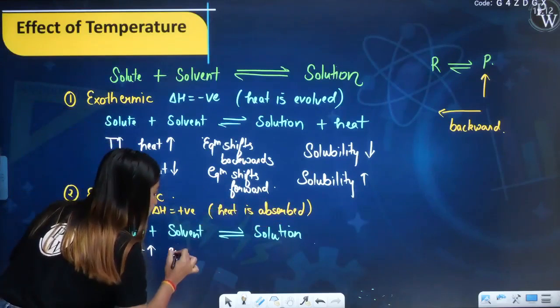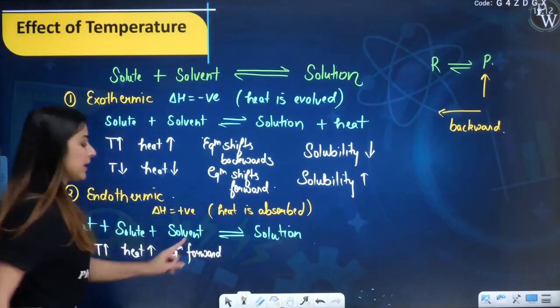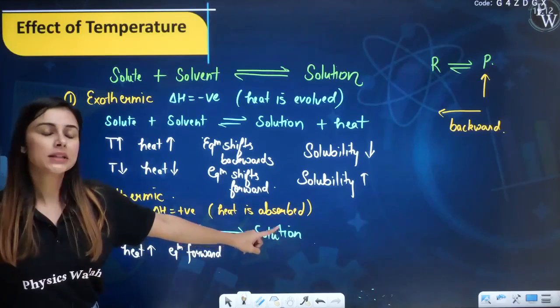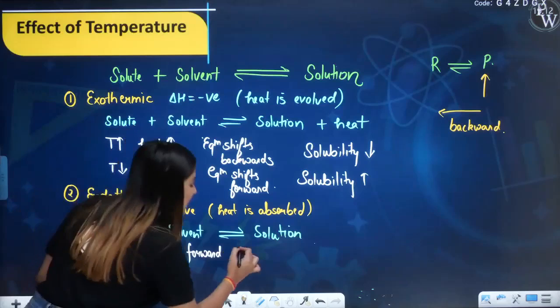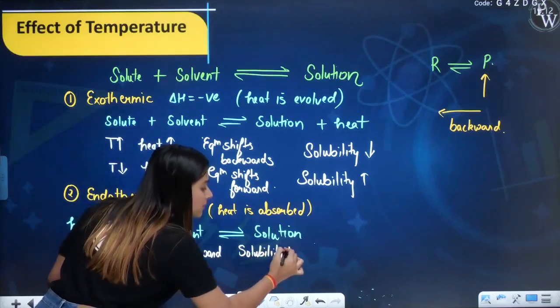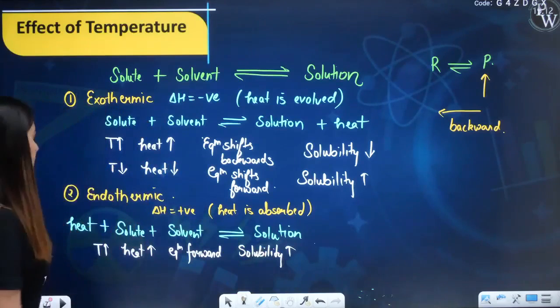So equilibrium shifts forward. If the equilibrium is in the forward direction, my dear students, what does it mean? It means that more of the solution is formed. This means that solubility is increasing. Oh, nice. So solubility increases. Easy? Very easy. Let's start the other part.